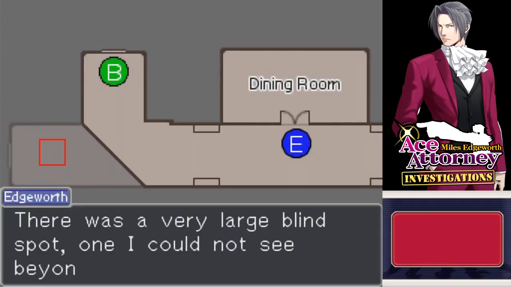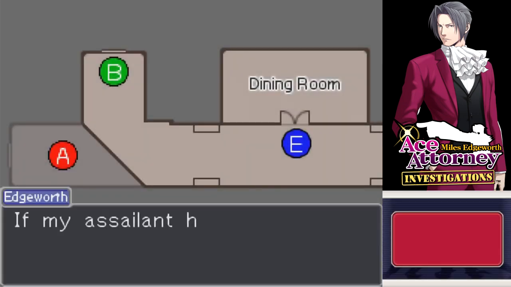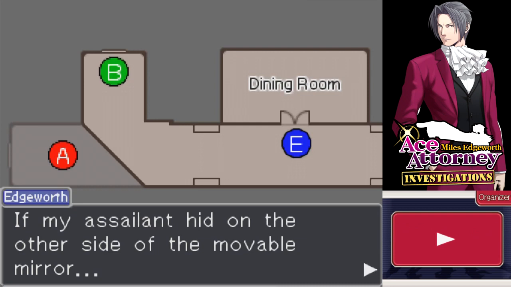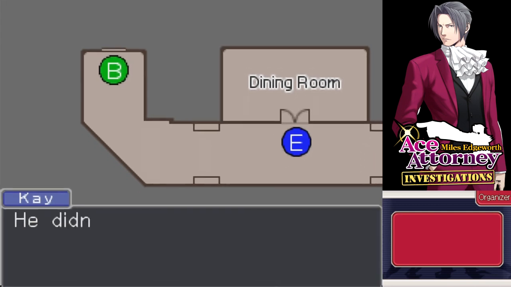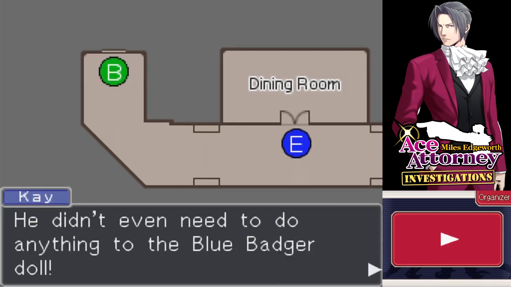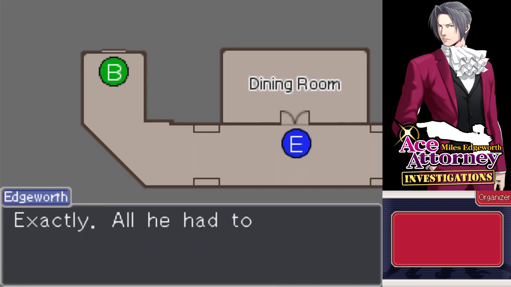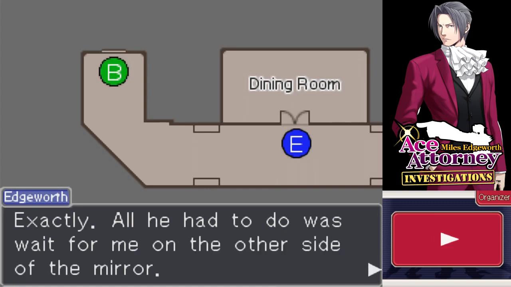There was a very large blind spot, one I could not see beyond, and it was here. If my ceiling had hidden the other side of the movable mirror, then you wouldn't be able to see him. Don't take my lines. You already took my lines. Only so I'm allowed to steal. He didn't even need to do anything to the blue badger doll. Exactly. All I had to do was wait for me on the other side of the mirror.